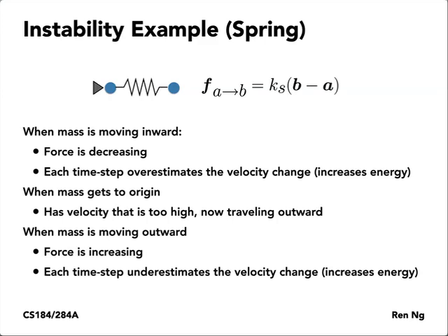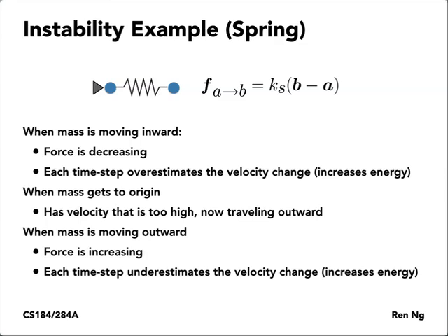Let's reason, maybe it'll get fixed up on the other side. So now the mass is moving outward. What's happening here? The force is increasing, right? Because the displacement is increasing. Therefore, the force here, k sub s times b minus a, by this model is also supposed to be increasing. But at each time step, we're going to underestimate the velocity change.